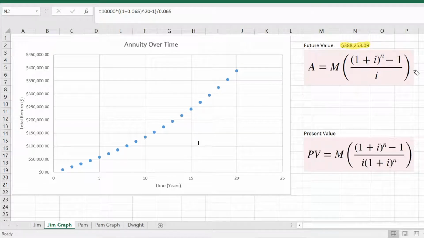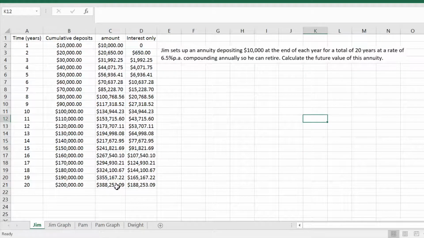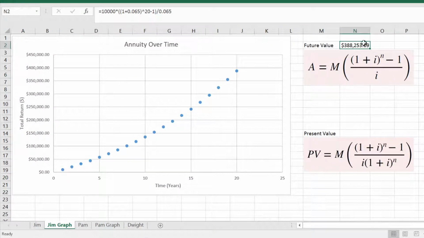Now, notice this number equals the number that we got back here. All right, you see that cell? We did it the long way, and we got the same number as using this formula here. All right, we'll do some harder examples a little bit later as well.